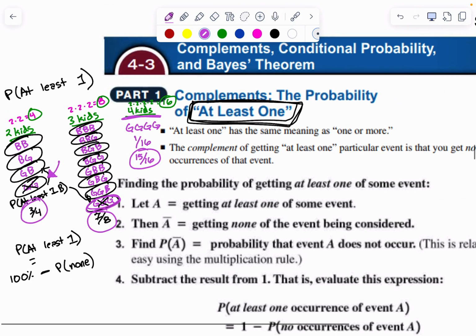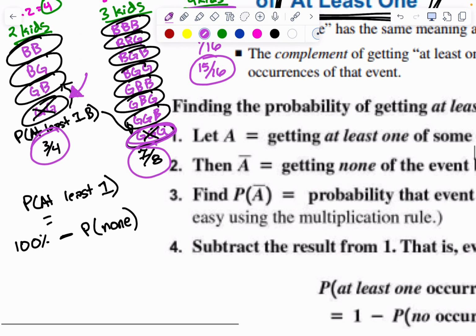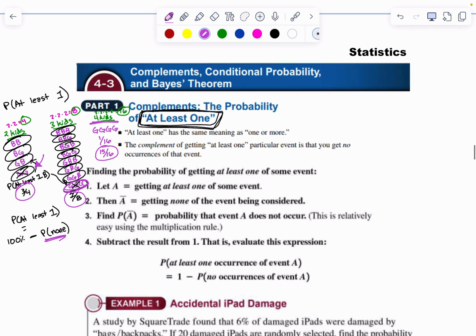So when you're doing at least 1, it's better to look at the probability of no boys happening, find that probability, and then subtract it from 100%. Does that make sense? Good. All right. Now, let's do another one over here where I'll make it a little bit harder.